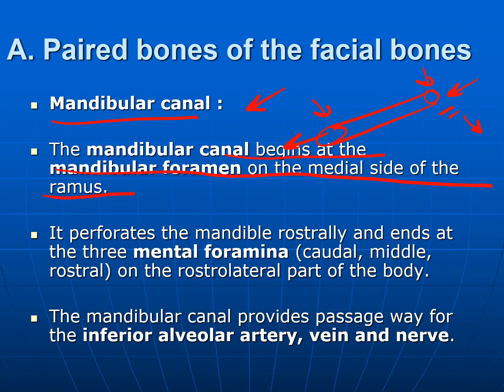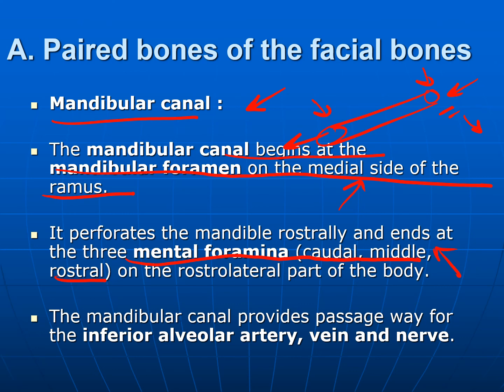It's not in the lateral, it's in the medial side, and the canal perforates the mandible rostrally and ends in three mental foramina: caudal, middle, and rostral. This depends on the animal species. In the dogs, we have the three openings: the rostral, middle, and caudal, whereas in the horse, we only have one foramen, which we call the mental foramen.